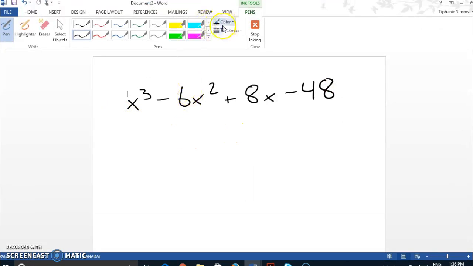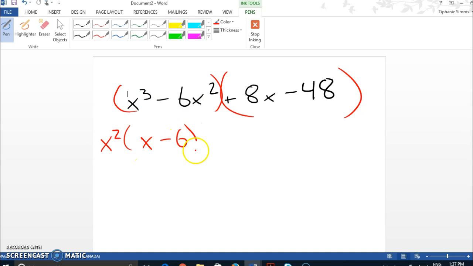Okay, so what we're going to do here is we're going to factor this by grouping. Whenever we have 4 terms, 1 term, 2 terms, 3 terms, and 4 terms, we're going to factor by grouping. So what I do is I just put my brackets around each one, and we just treat it like 2 binomials. So I'm going to look at this first binomial. I'm going to pull out x squared. That's the GCF here. That's going to give me x minus 6.